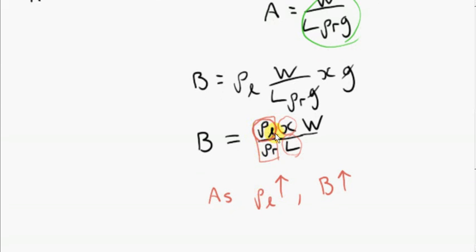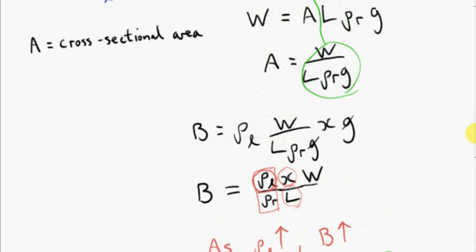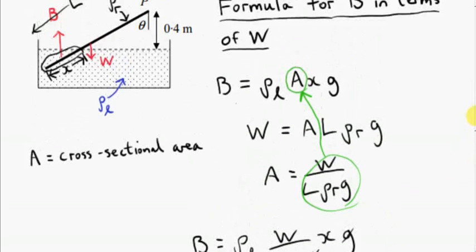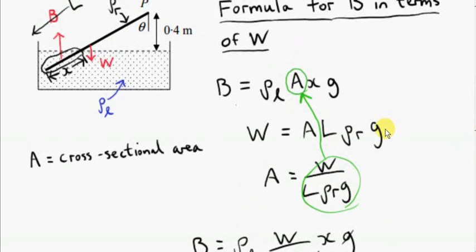By the way, notice that B is less than W. Now that makes sense for equilibrium. Okay, this rod is in equilibrium. So the reason that B has to be less is that the moment of B is greater than the moment of W, because B is further away from point P when we take moments about point P.